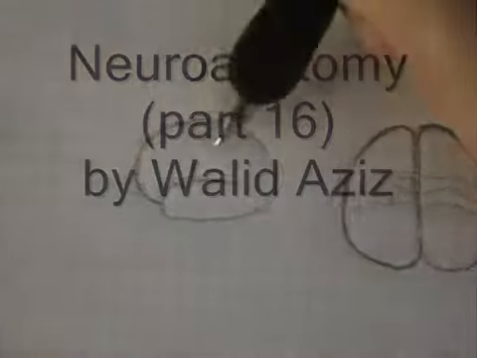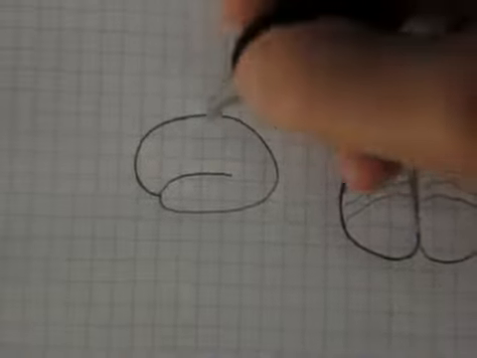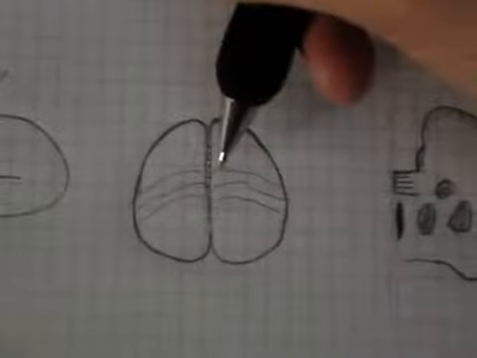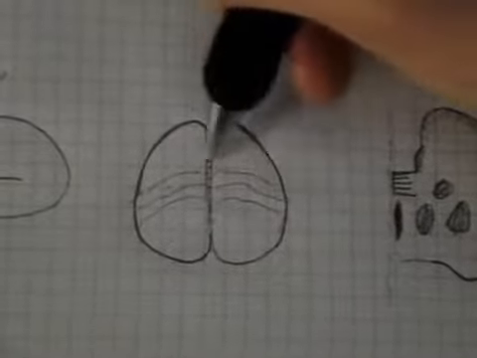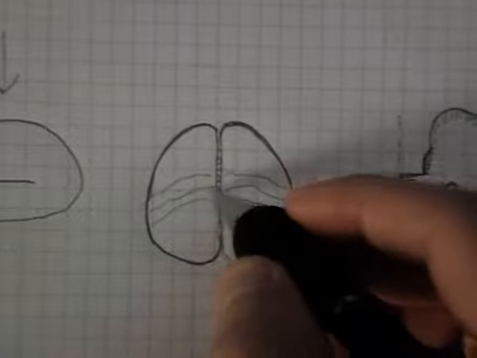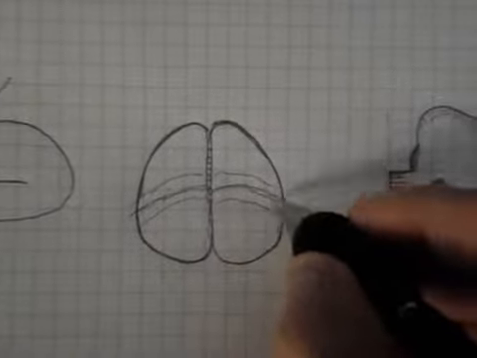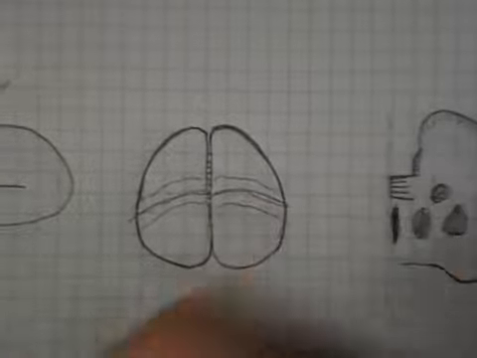If we look at the brain, this is the brain from the side view. Now if we look from the top, this is what we see. We see the cerebrum, the left and right cerebral hemispheres connected by the corpus callosum. I'm also indicating the central sulcus here, then the precentral sulcus and the postcentral sulcus.